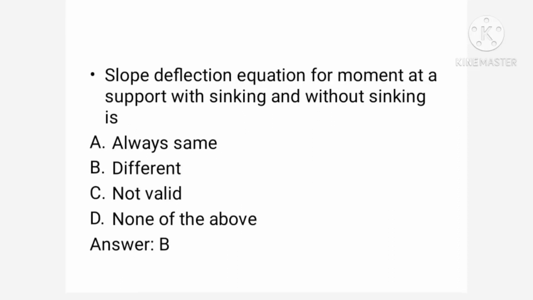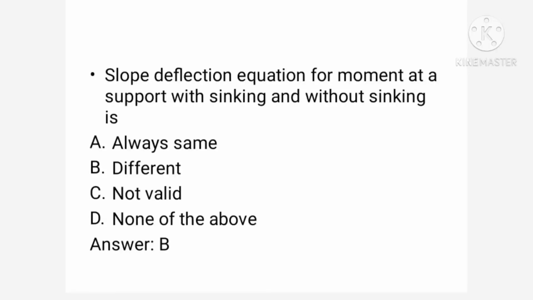Second question: slope deflection equation for moment at a support with sinking and without sinking is always same, different, not valid, none of the above. The answer is B, it has to be different, because when you consider the effect of sinking, 6EI delta by L square is the moment because of sinking, and when there is no sinking, delta will be 0. So obviously this term 6EI delta upon L square will become 0.